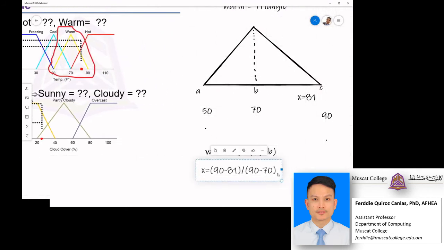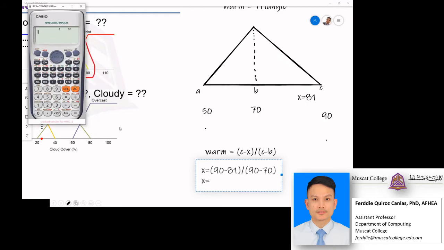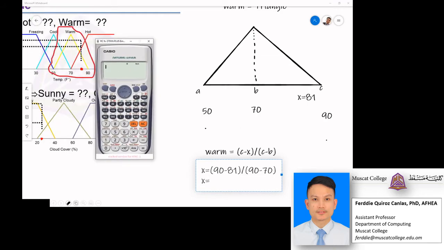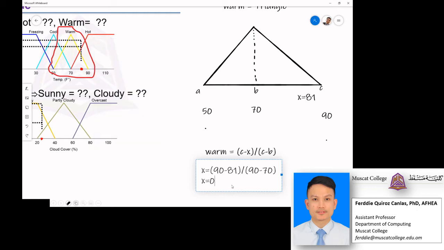Let's now try to calculate it. What will be the value of X? X would be, go to your calculator. So this would be, close parenthesis, 90 minus 81 divided by, close parenthesis, 90 minus 70. So the value of X would be 0.45. Did you get the same answer like me?